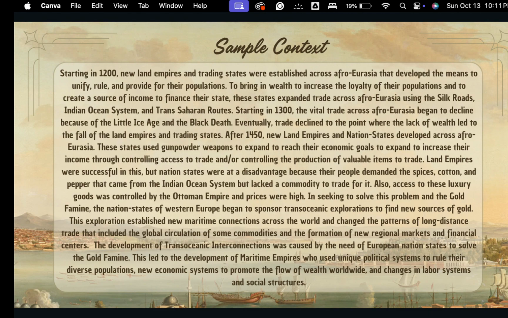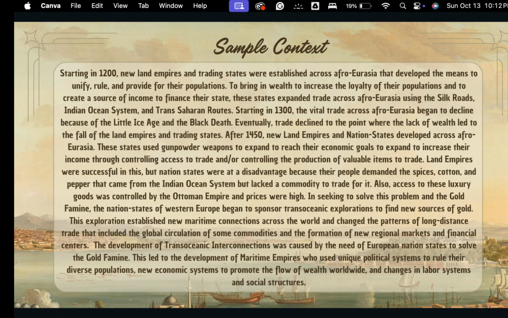In seeking to solve this problem and the gold famine, the nation-states of Western Europe began to sponsor transoceanic explorations to find new sources of gold. This exploration established new maritime connections across the world and changed the pattern of long-distance trade that included the global circulation of commodities and the formation of new regional trade markets and financial centers.